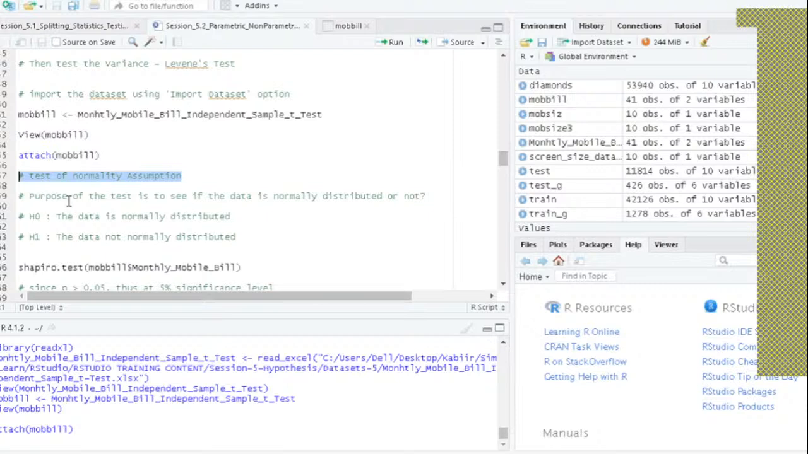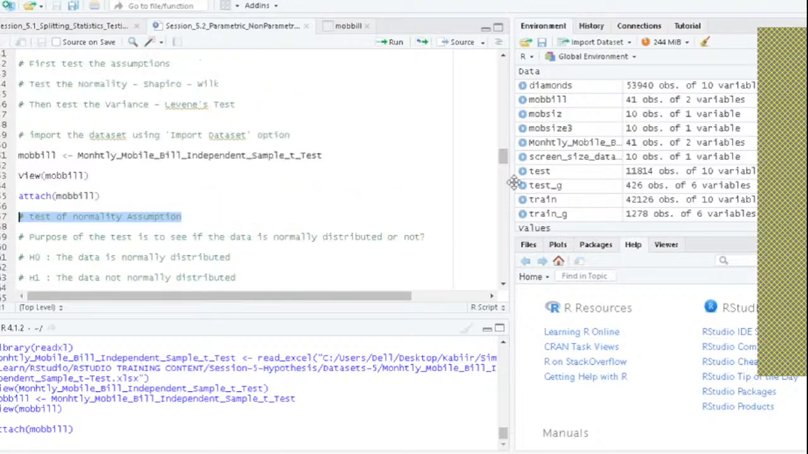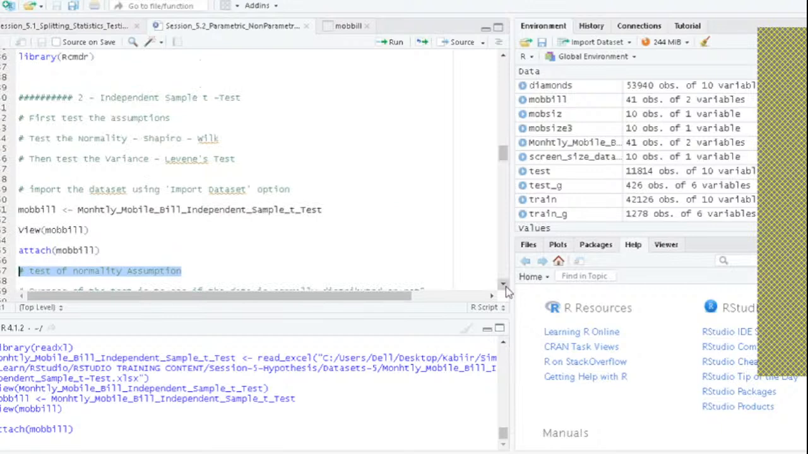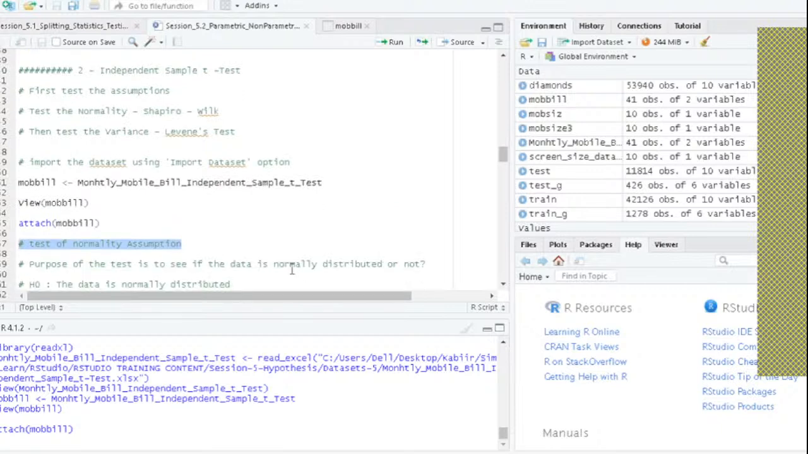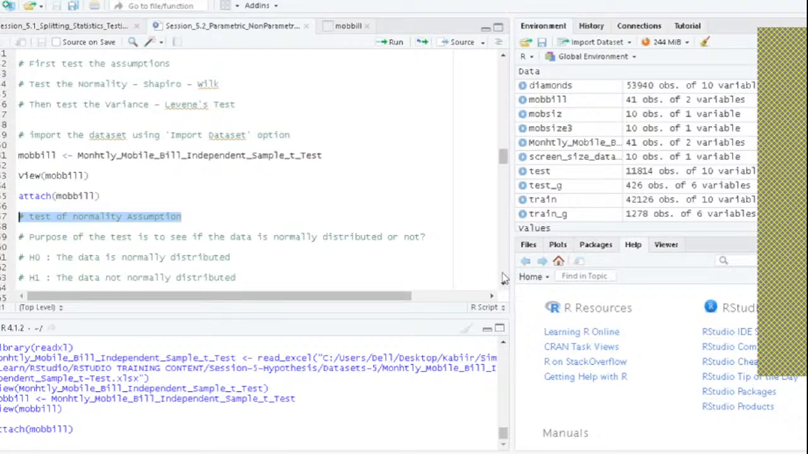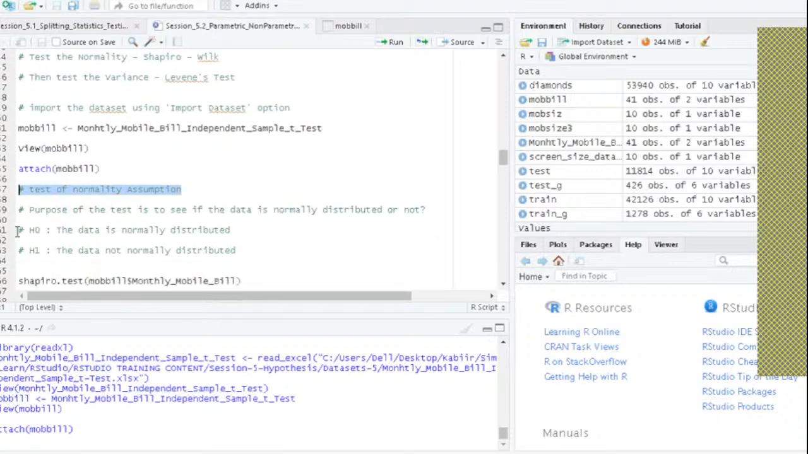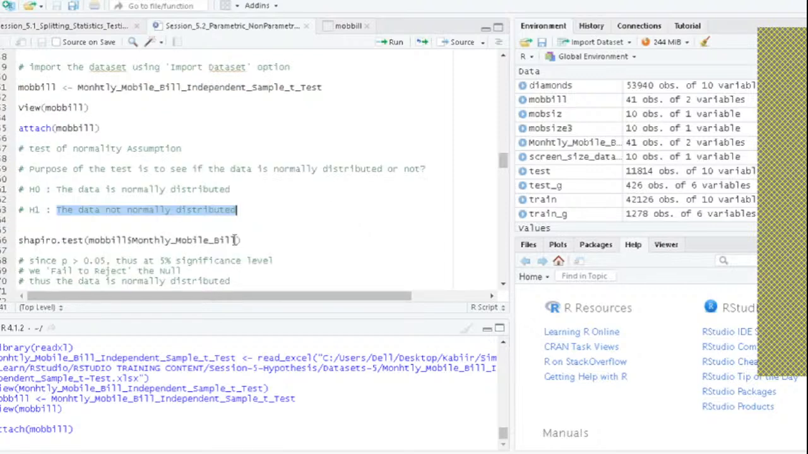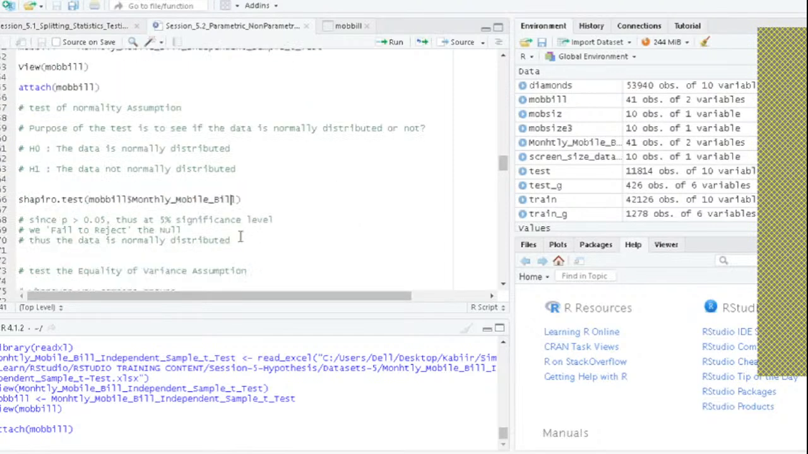Now we are going to test the normality assumption. I just want to see whether the data from which the samples are picked is normally distributed, right? So I'm going to put H0 as the data is normally distributed, and H1 as the data is not normally distributed, right? Then there is a test called Shapiro test, Shapiro.test, is the command.